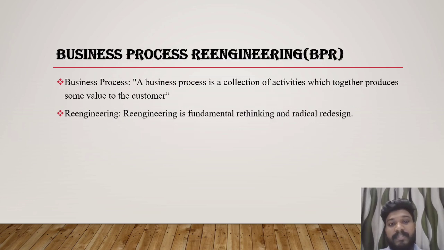Now let's move into the topic business process. A business process is a collection of activities which together produces some value to the customer. So a business process is an activity or a set of activities that is used to accomplish a specific organizational goal. It's like there will be an objective for the business and we have to do some actions in order to meet the objective. So this process in the business is called business process. And re-engineering means the fundamental rethinking or radical redesign.